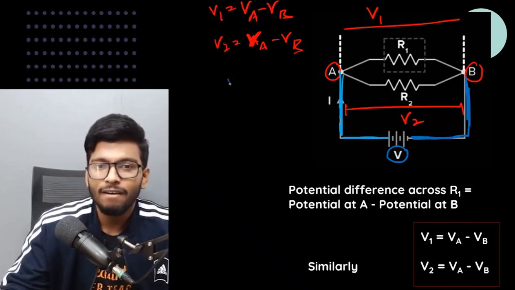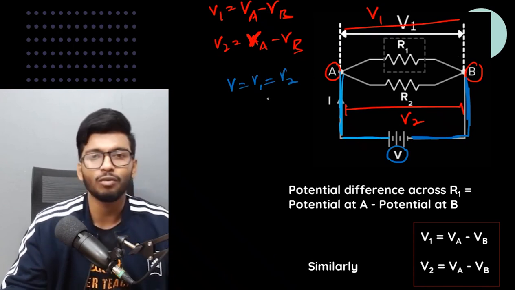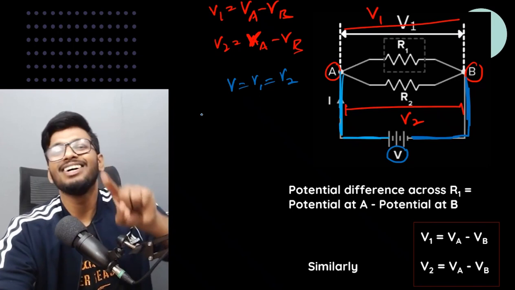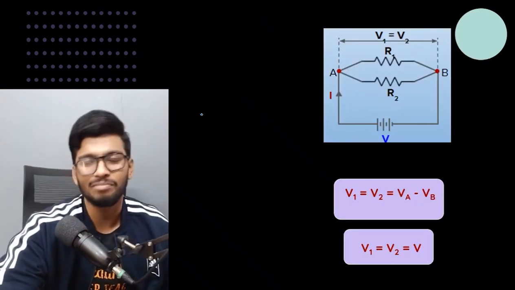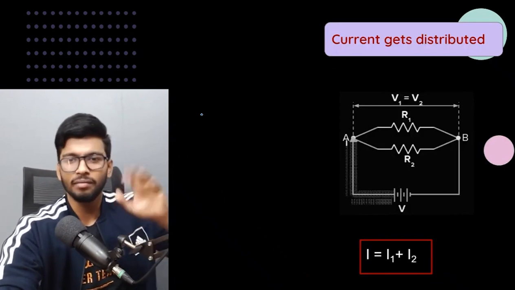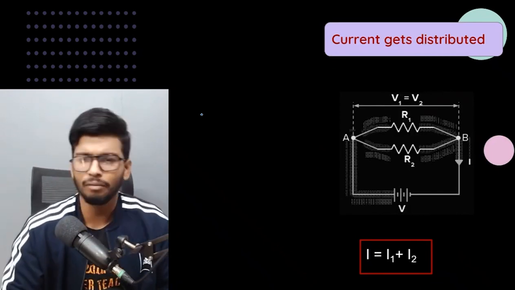In other words, V will be equal to V1, which will also be equal to V2. So in parallel connection, voltage remains the same, but current does not remain the same. The current gets distributed. Voltage remains the same, but current gets distributed. So what do I mean by that, guys? Just look at the GIF. You'll understand everything.